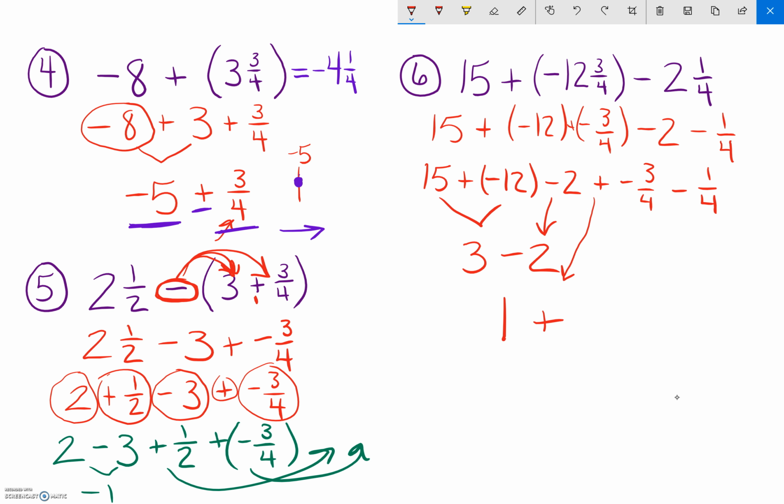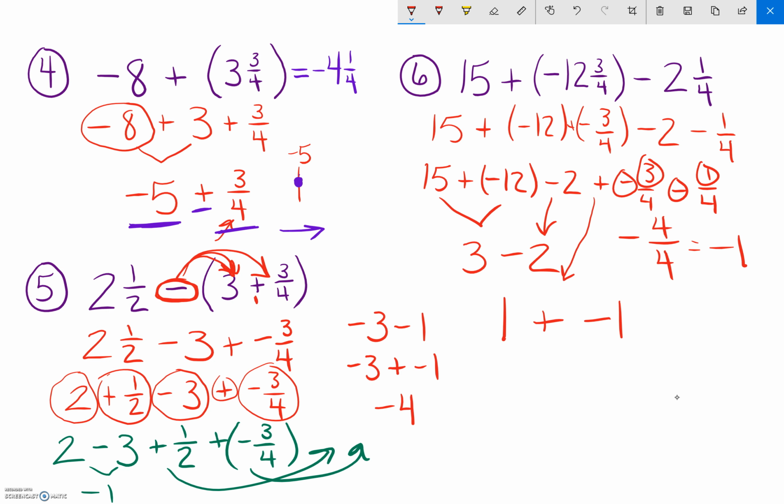So negative 3/4 minus 1/4 is a subtraction problem. They have a common denominator. So really it's negative 3 minus 1. Negative 3 minus 1. I'm going to keep switch opposite. Negative 3 plus negative 1 is negative 4. So this becomes negative 4/4, also known as negative 1. So 1 plus negative 1, those are additive inverses. And our answer to that big confusing problem, number 6, is 0.